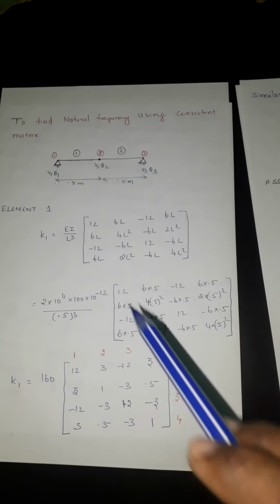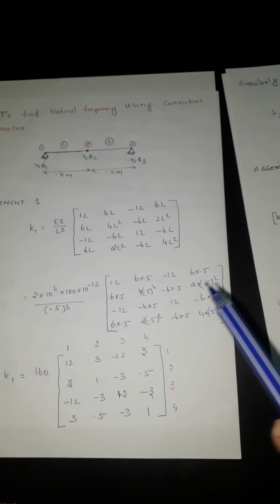Element 1, this is the stiffness matrix. Element 2, this is the stiffness matrix. For element 1, what you have to do is substitute the L value here, 0.5. I substituted everything, and I got this value. It is 0.5 cube. So I got this equation. After simplifying, I divided the whole matrix throughout by this one, and I got this. And this is 160, and I got this one. So now I am getting the K1.